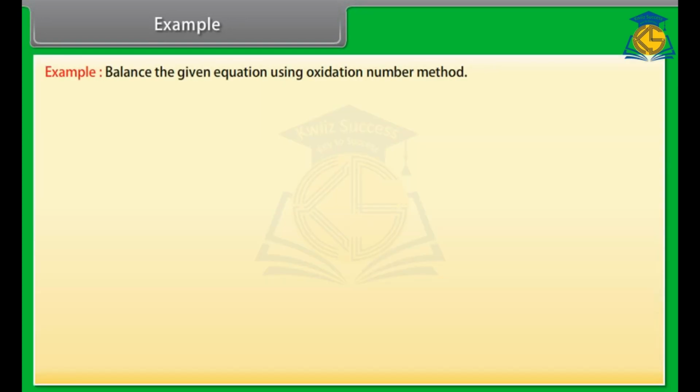Balance the given equation using oxidation number method. Let's see the solution. Here, the given equation is HNO3 plus H2S gives rise to NO plus S.